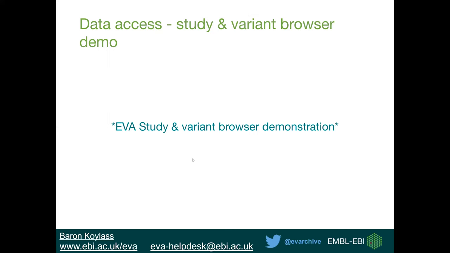But that's for the browsers. There's a number of different options you can do. As I said, on the left-hand side, there's filtering options. It all depends on what data you're attempting to access and what variant or study you're looking for and how you want to download the data. If you want to download the individual variants or if you want to download all the original VCF submitted for that project.